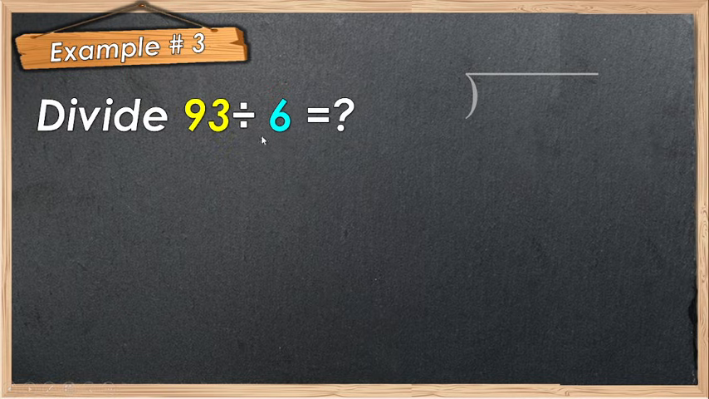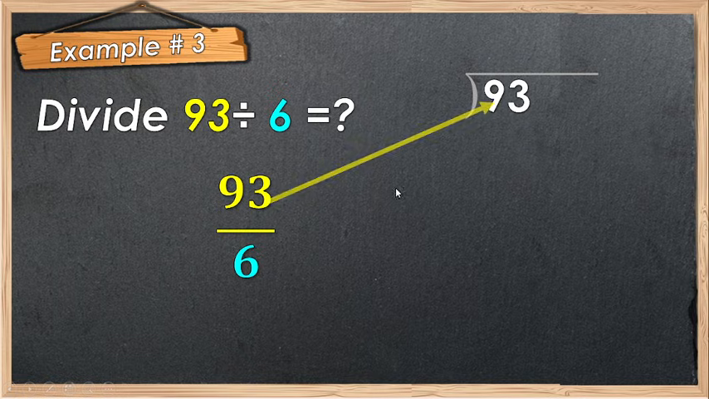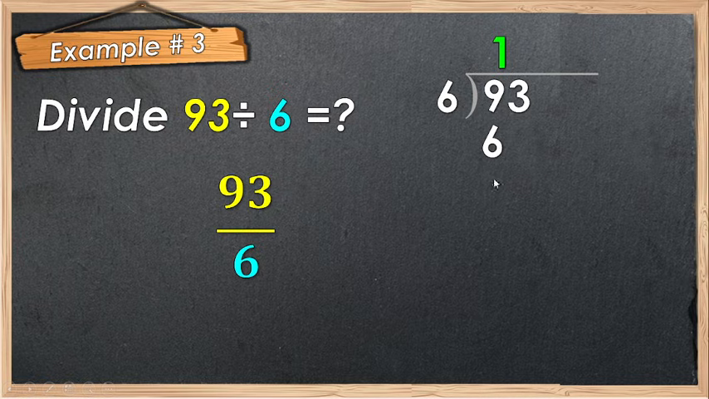So, we have 93 divided by 6. Again, rewrite it in fractional form or place 93 inside the long division bar. 6 is outside the long division bar. Then, divide. 9 divided by 6 is 1. 1 times 6, the answer is 6.